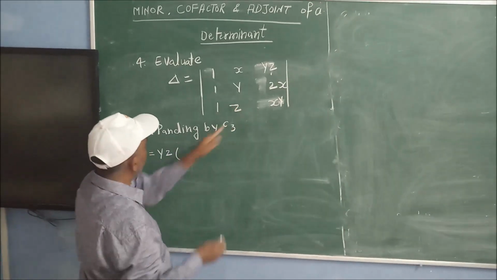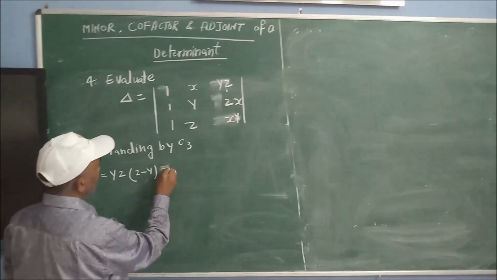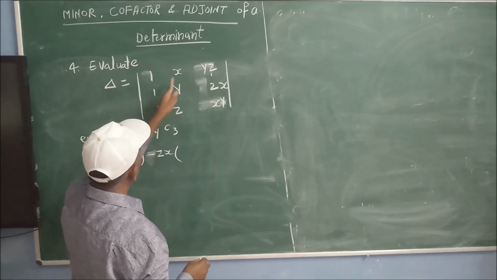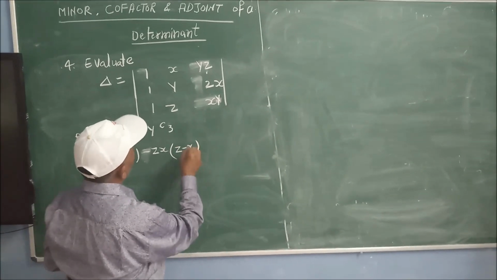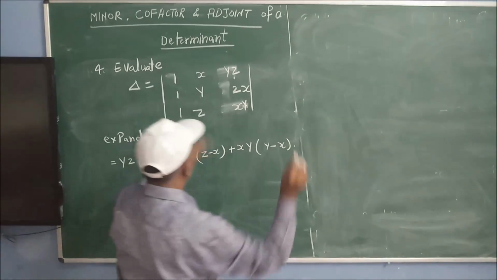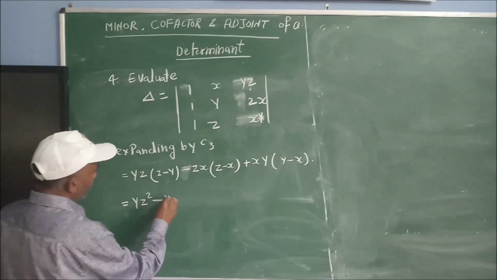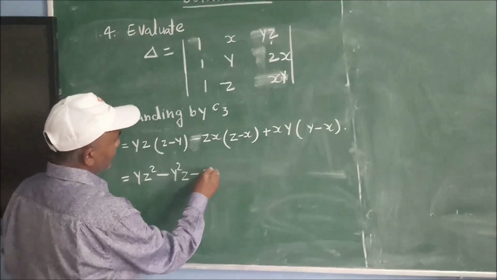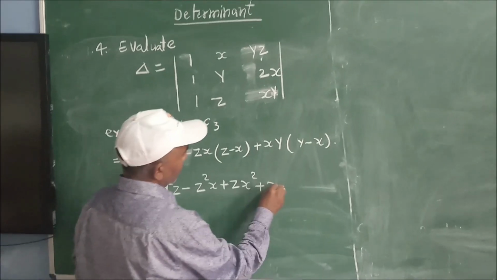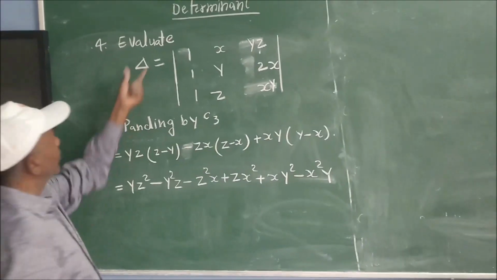into, cancelling these two, this will be z minus y, plus minus zx into, here will be minus, zx into z minus x, plus xy into y minus x. That equals yz square minus y square z minus z square x plus zx square plus xy square minus x square y. So this is the solution of this determinant.